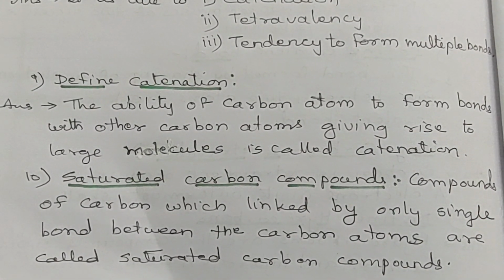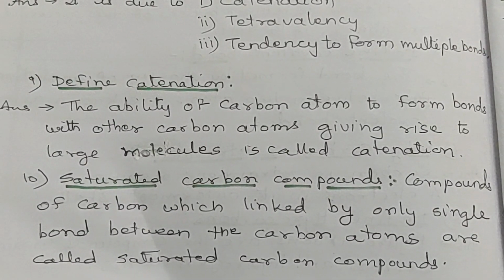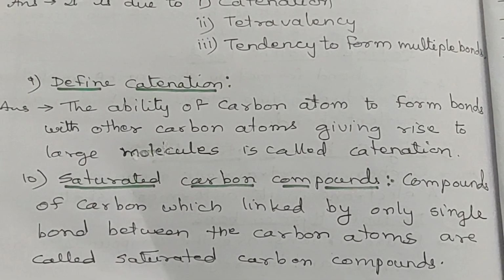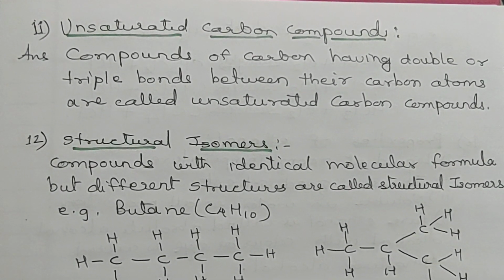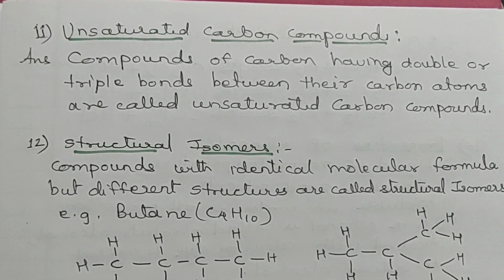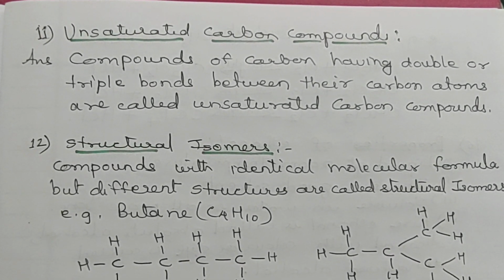Next definition is saturated carbon compounds. Compounds of carbon which are linked by only single bonds between the carbon atoms are called saturated carbon compounds. Define unsaturated carbon compounds. Compounds of carbon having double or triple bonds between their carbon atoms are called unsaturated carbon compounds.